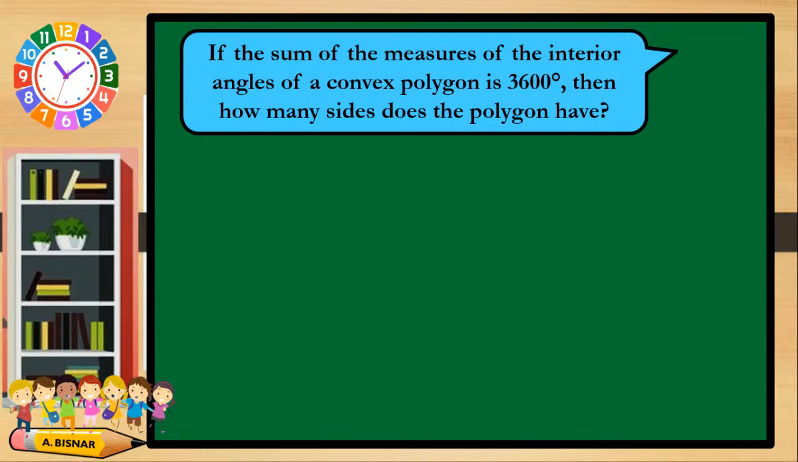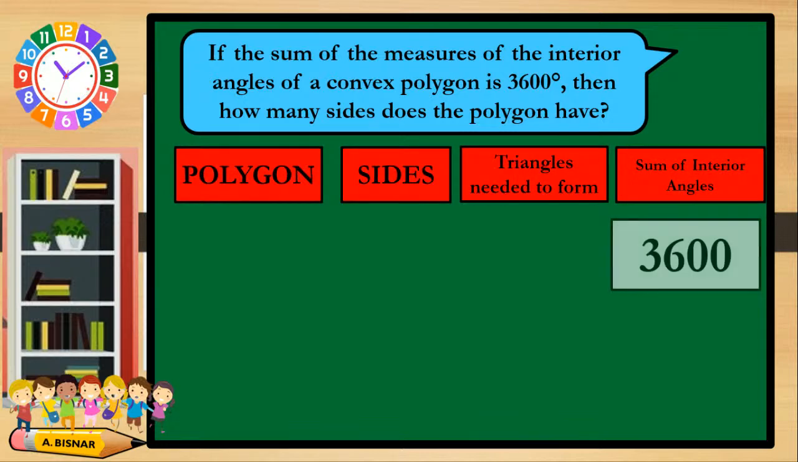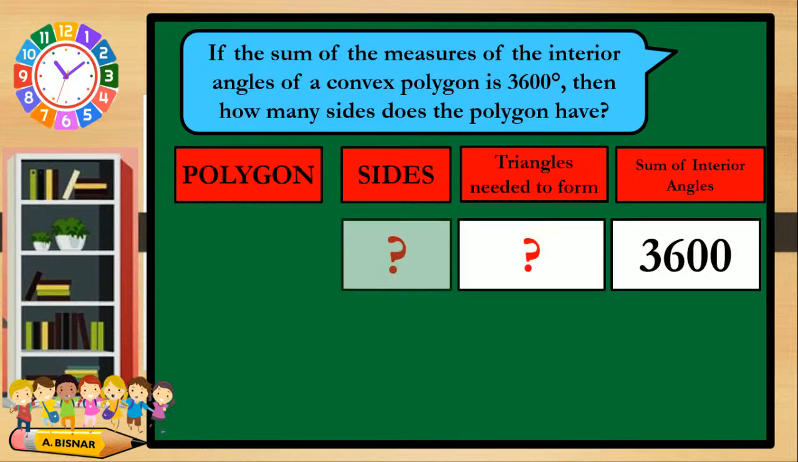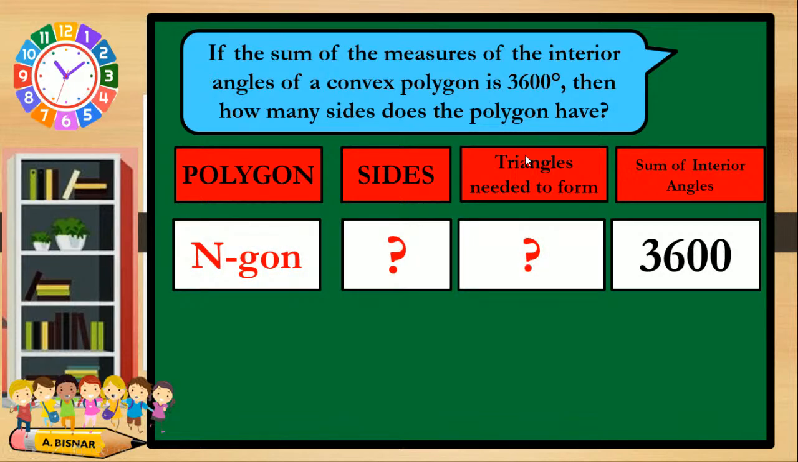If the sum of the measures of the interior angles of a convex polygon is 3,600 degrees, then how many sides does the polygon have? Ibig sabihin, yung total measurement yung given. And that is 3,600. Hahanapin natin kung ilan yung triangles na kailangan para mabuo, ilan yung number of sides, at ano yung polygon na yun.